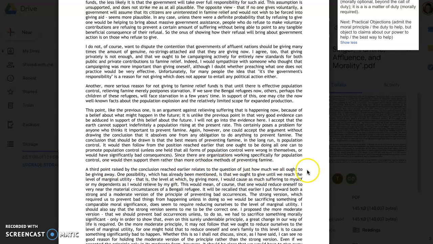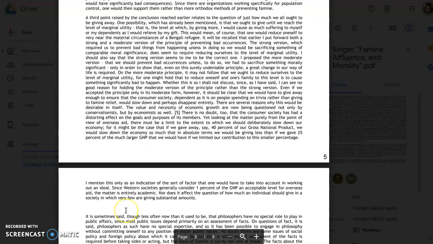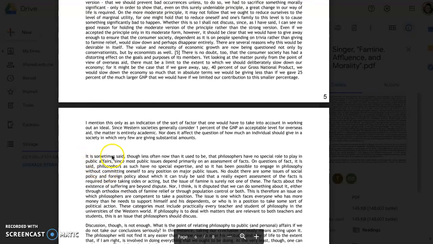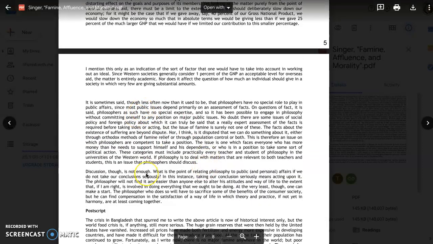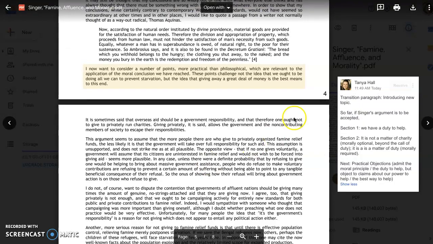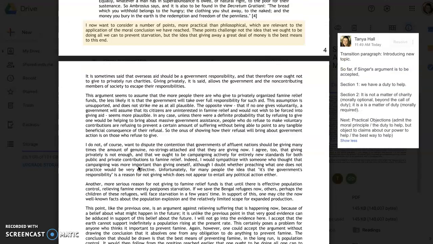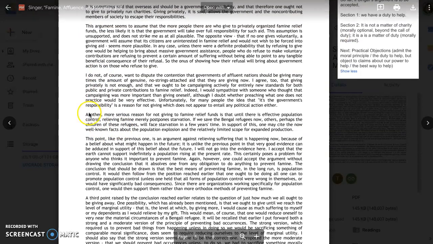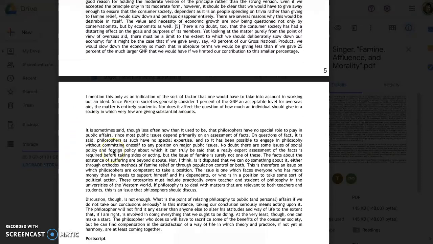"Just how much we ought to be giving away." And it looks like this is a pretty long paragraph. "It is sometimes said, though, that..." Oh hey, this looks familiar, conclusion. So what I'm seeing here then is for section 3 that there are 3 new objections. Each one is a practical objection: even if we have a duty to give, there might still be objections. One, another, two, and then a third, three objections, and responding to them.